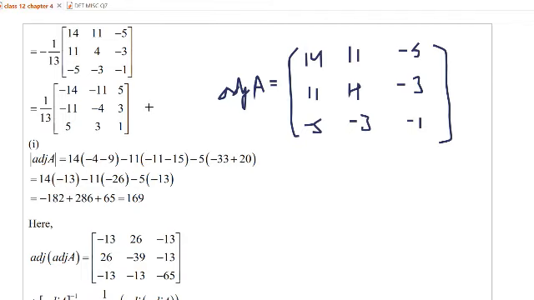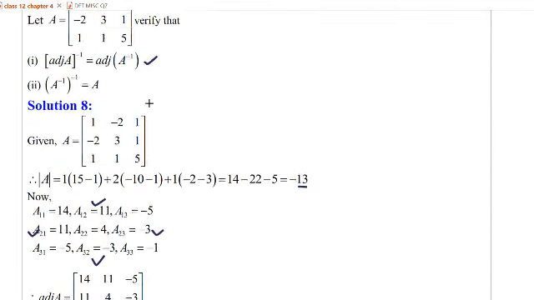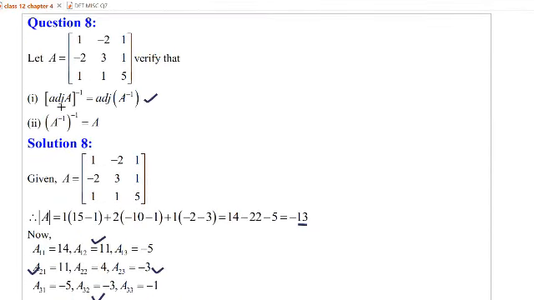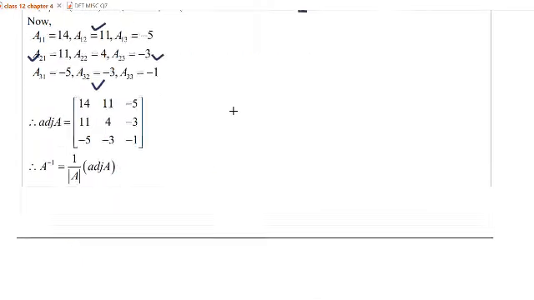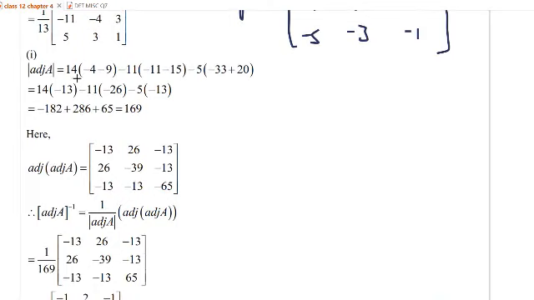So what is part 1? I'll repeat it again. We have to find the inverse of adjoint A, first thing. And then secondly, at the RHS, we have to find adjoint of A inverse. So finding inverse of adjoint A and finding adjoint of A inverse. So let us see. First of all, I'm finding inverse of adjoint A.